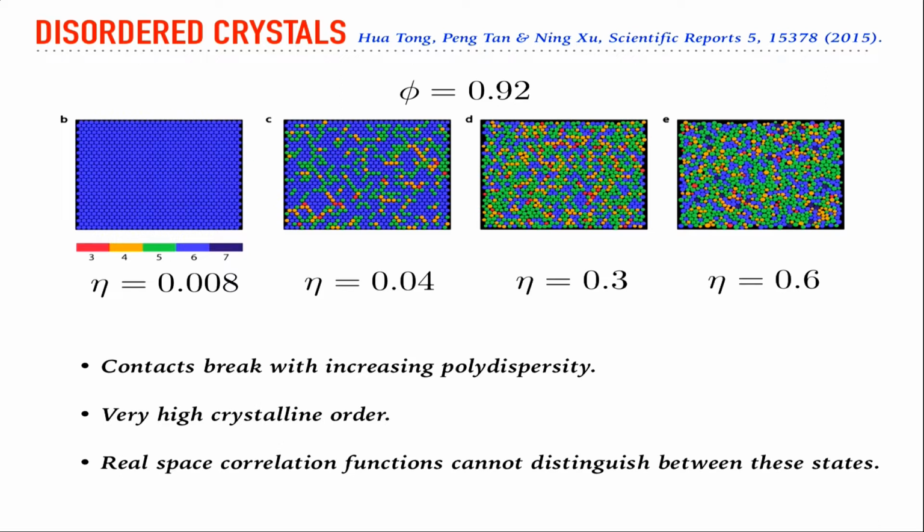So as you increase polydispersity, contacts break. However, the crystalline order is preserved even for a large amount of polydispersity. But if you look at real space correlation functions, at least up to some small amount of polydispersity, you really cannot distinguish between these states. So if you look at, for example, psi 6 order parameters, the bond orientation order parameters, you're always going to see very high ordering in the system, because the positions of the particles are changed very slightly because of this polydispersity. So they're very much in their crystalline neighborhood, but they still have very interesting properties.